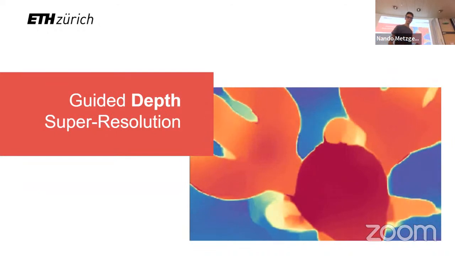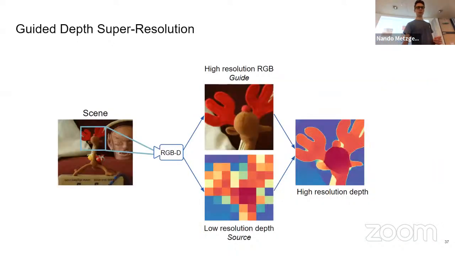So basically, the setting here is, you saw some of the images before. We have an RGB plus D sensor, and this one records the RGB information, which is high resolution. We call it guide, and then the depth information, which is low resolution, and this is the source. And now we want to fuse those two modalities together to create a high resolution depth map.